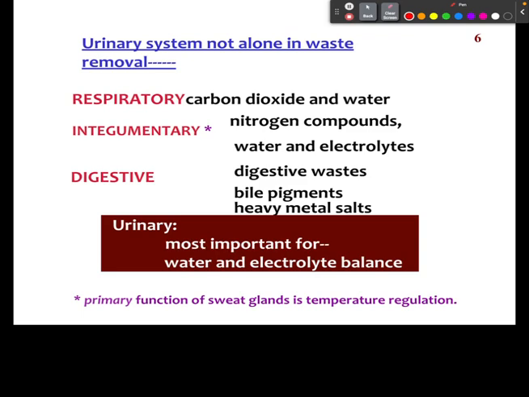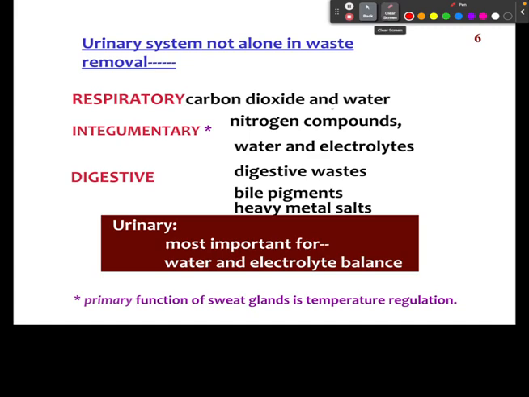So again, when it comes to waste removal, the urinary system is not alone. We already know that with the respiratory system, we're going to be able to remove that carbon dioxide as well as water, right? So think about it. If you exhale in cold weather and you see your breath, that's water vapors. So the respiratory system helps us to remove CO2 and water.